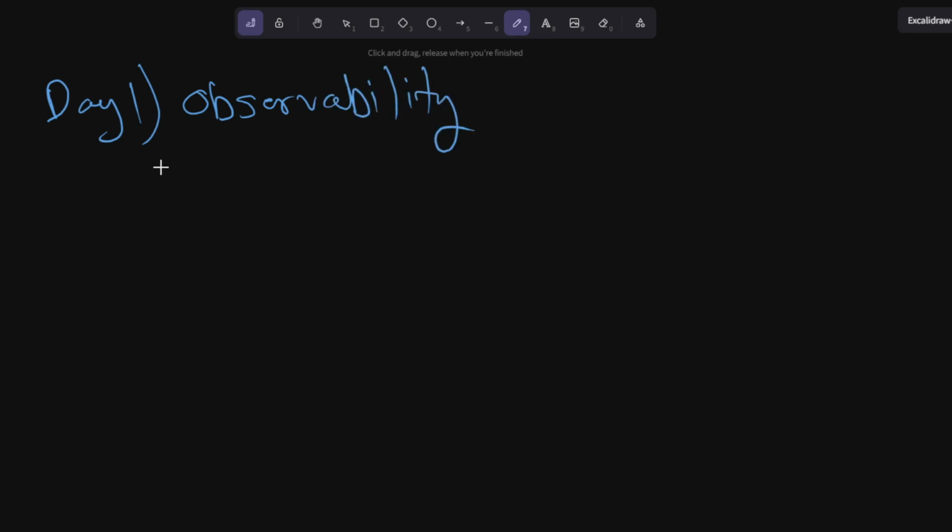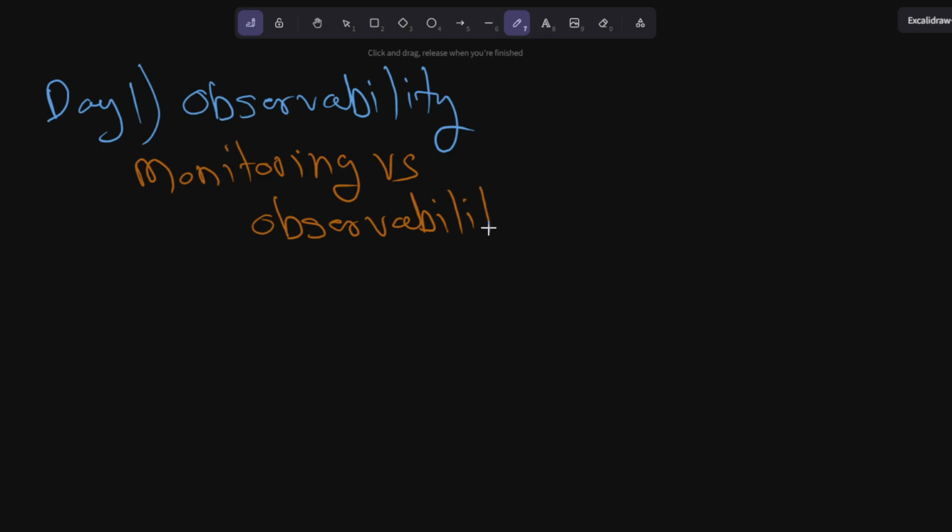And today we're going to see monitoring versus observability. So, what is the difference between these two concepts? Okay, so consider one example.